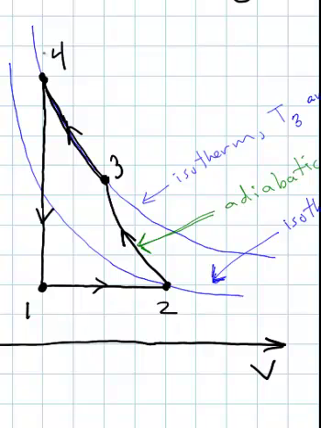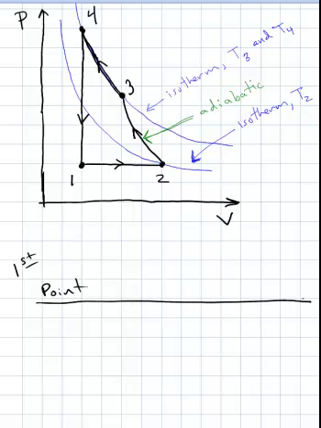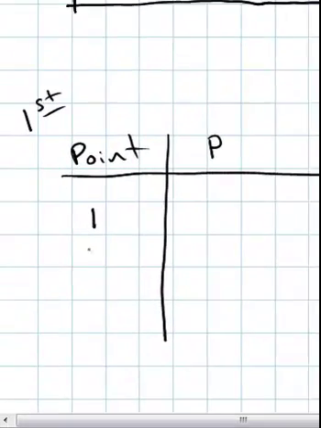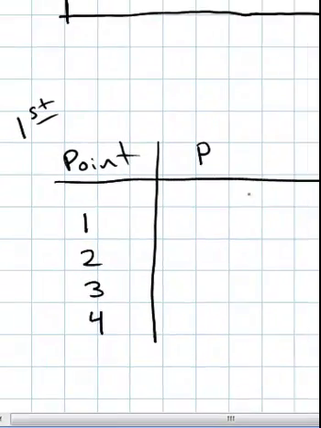And the first thing I like to do is make a little table of the points. What's happening at point 1, point 2, point 3, and point 4. So that's the first thing I like to do. And what is the information we should have at each one of these locations? We should have the pressure, the volume, and the temperature. And we are interested in points 1, 2, 3, and 4.